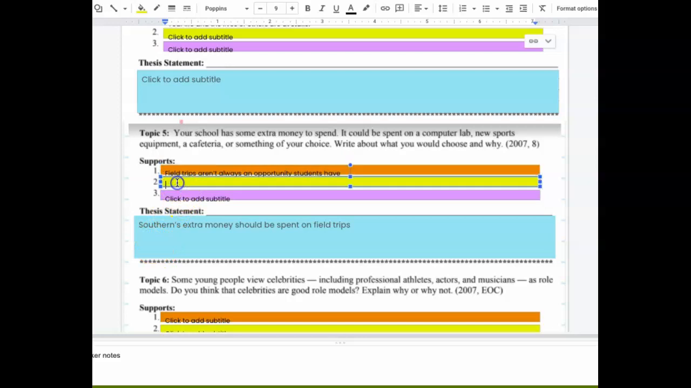So Sim, what's one other reason why Southern's money should be spent on field trips? Because we can explore a little bit more in the area. Okay, great. Students can have a chance to explore life more outside of the building. Thank you. And then Matthew, what can we say is our third reason?